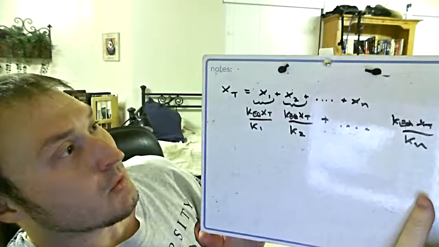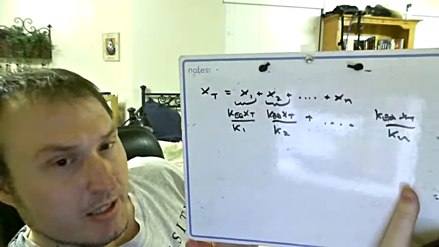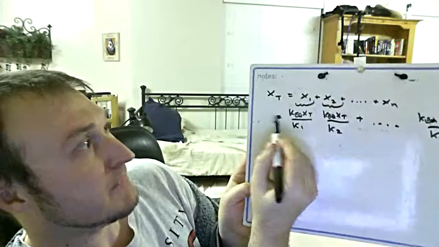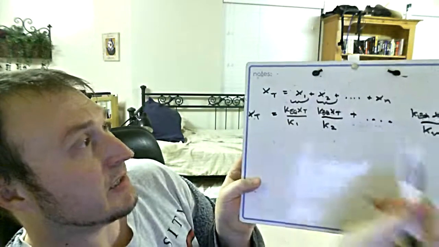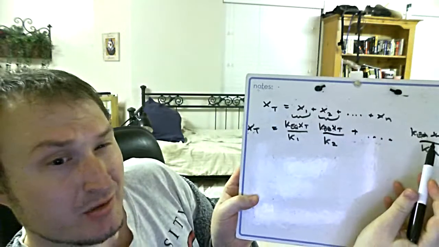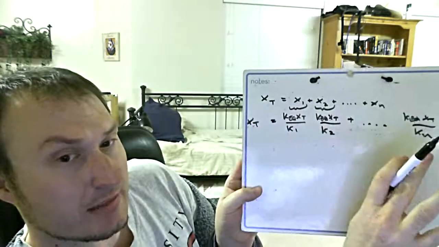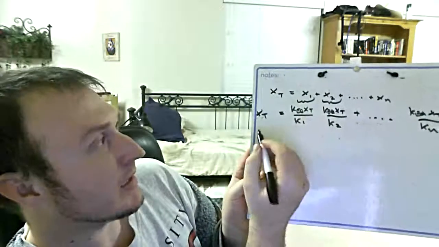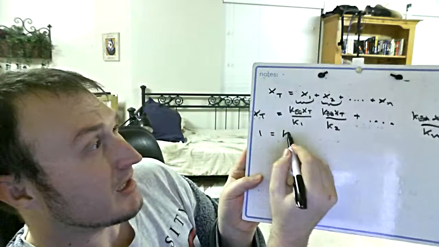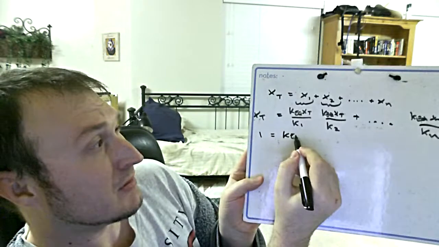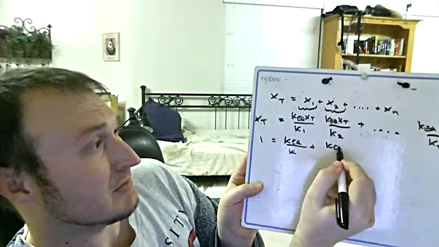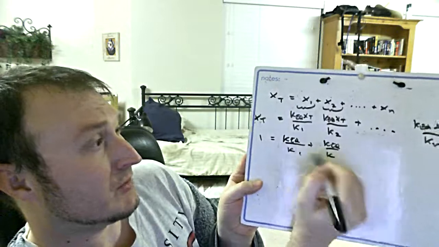And so hopefully you're starting to see this pop out here. That is equal to x sub t. Now I've got x sub t in each of these terms, so that's going to cancel out. I can divide both sides of this equation by x sub t, and then I'm just going to get 1 equals KEQ divided by k sub 1 plus KEQ divided by k sub 2, etc. Okay?